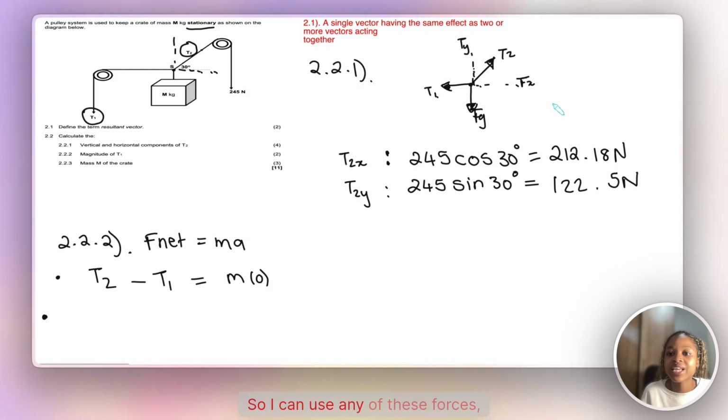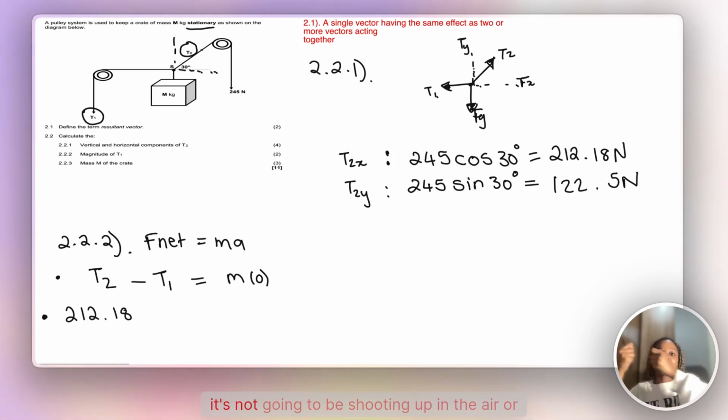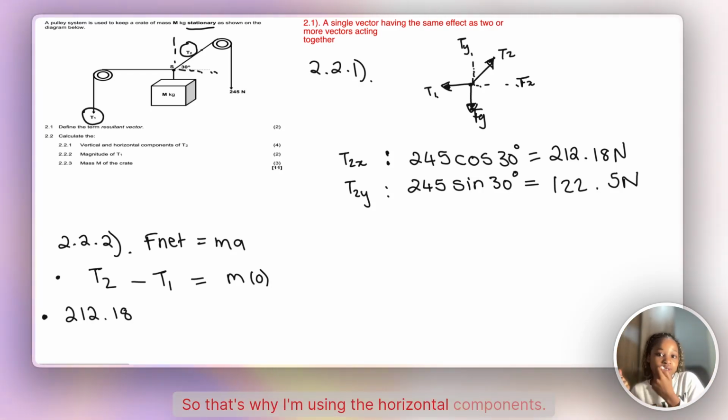So I can use any of these forces, either the vertical or the horizontal. I'm going to use my horizontal component. Why do I use my horizontal component? First of all, as much as this is at an angle, it's going to be moving like this. It's not going to be shooting up in the air or dropping straight down. It's just going to be moving this way if it were moving. So that's why I'm using the horizontal components.